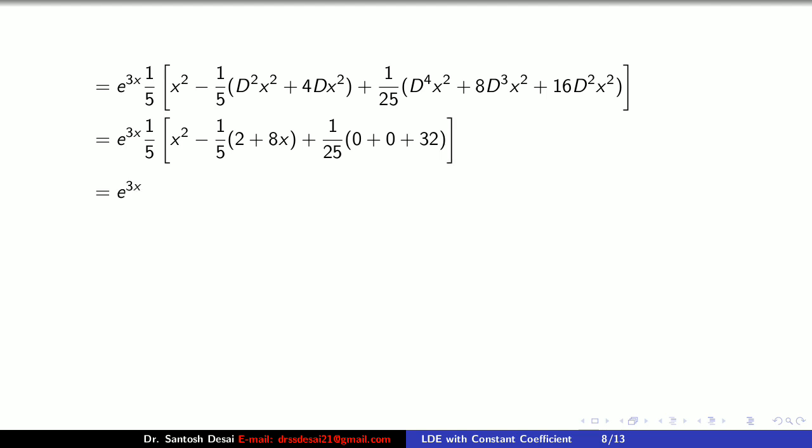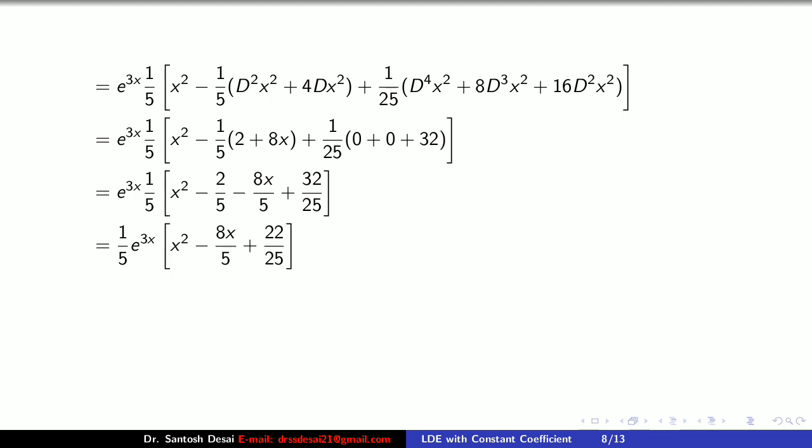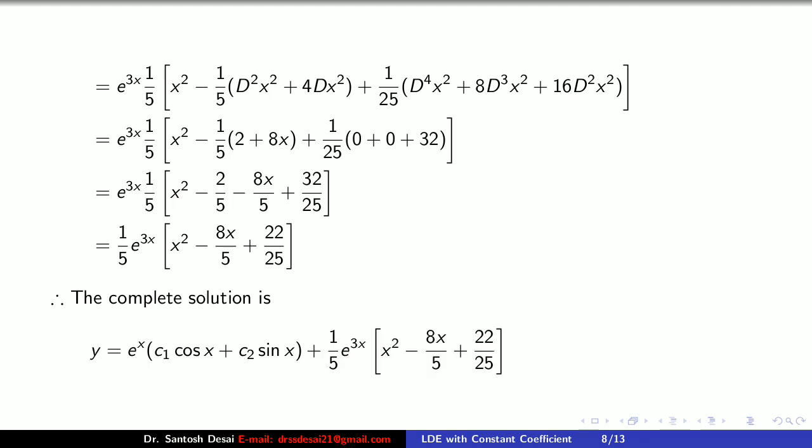Now simplifying this, we get e raised to 3x into 1 upon 5 x square minus 2 by 5 minus 8x by 5 plus 32 divided by 25. Now simplifying constant terms, we get e raised to 3x divided by 5 into x square minus 8x by 5 plus 22 divided by 25. So this is the particular integral corresponding to x square e raised to 3x. Now we have CF and PI, and therefore the complete solution is y is equal to e raised to x into c1 cos x plus c2 sin x, plus e raised to 3x divided by 5 into x square minus 8x upon 5 plus 22 divided by 25.